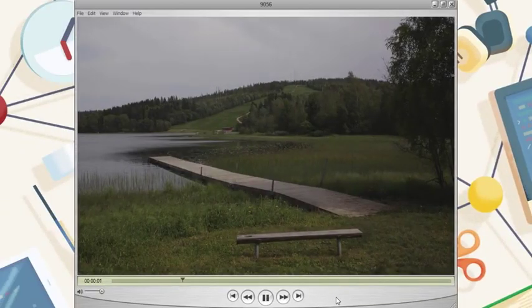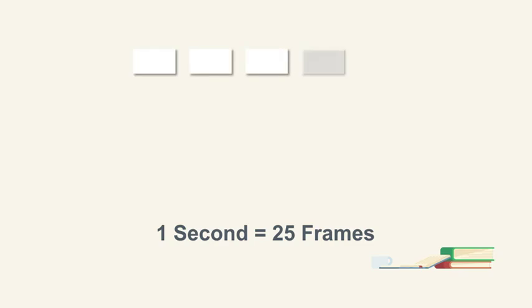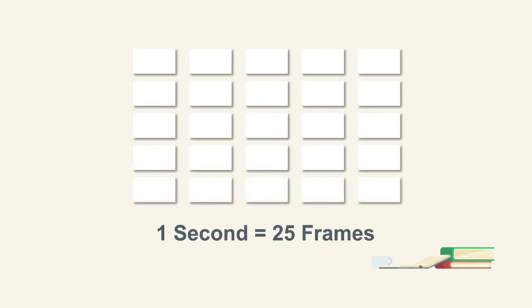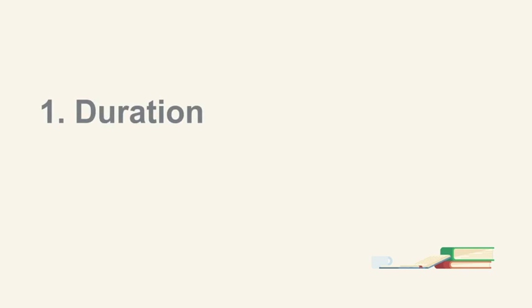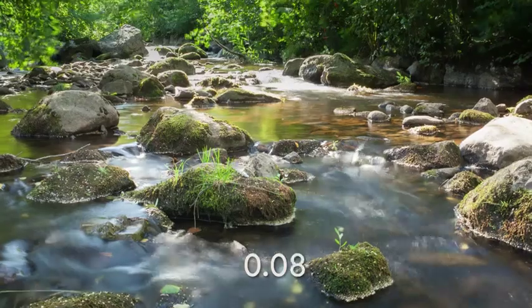A typical video plays at 24, 25, or 30 frames per second. To produce 1 second of video, you'd normally need to take about 25 photographs. The key considerations when creating a time-lapse video are the duration, the interval between frames, and how much time you expose each image. The duration is simply figuring out how many photographs to produce your desired length of video.